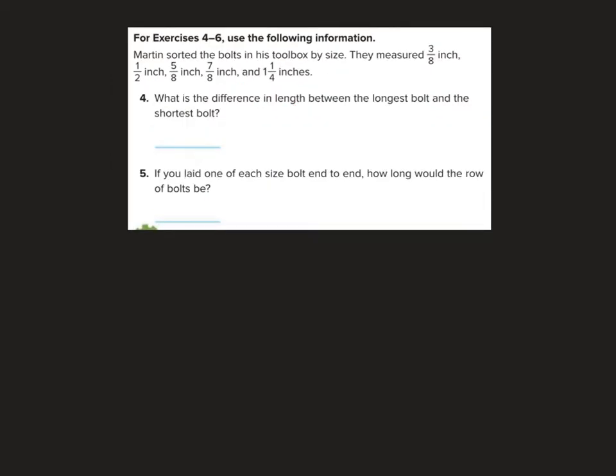Martin sorted the bolts in his toolbox by size. They measured 3/8 inch, 1/2 inch, 5/8 inch, 7/8 inch, and 1 1/4 inches. What is the difference in length between the longest bolt and the shortest bolt? Oh, we got some things to do here. So our longest one is obviously 1 1/4 inches because it has a whole number in the front, right? So that one's more than 1. All the other ones that don't have any whole numbers in front of them are all less than 1.